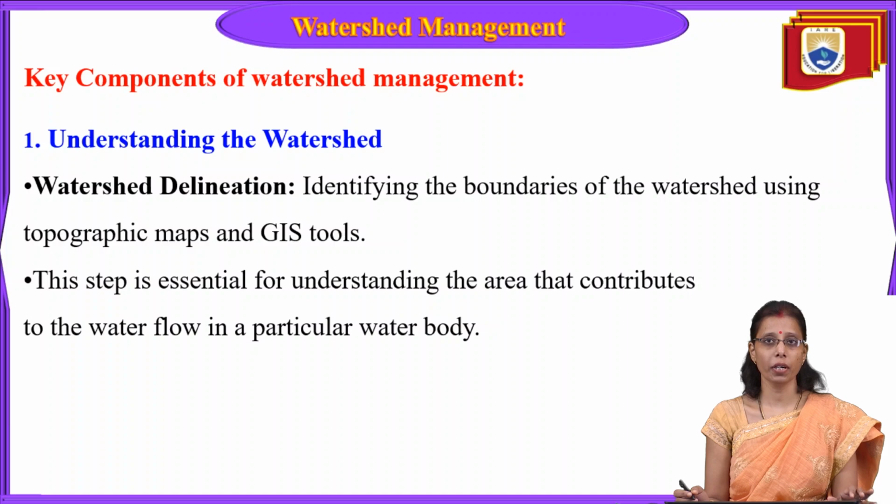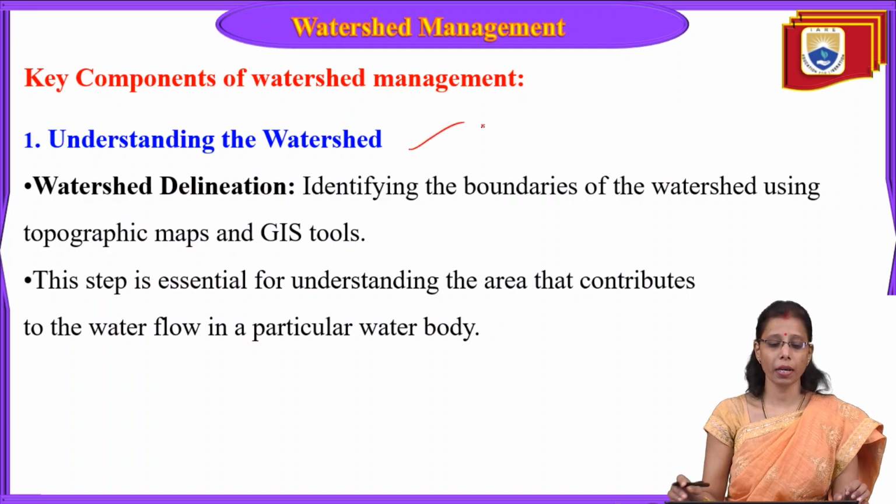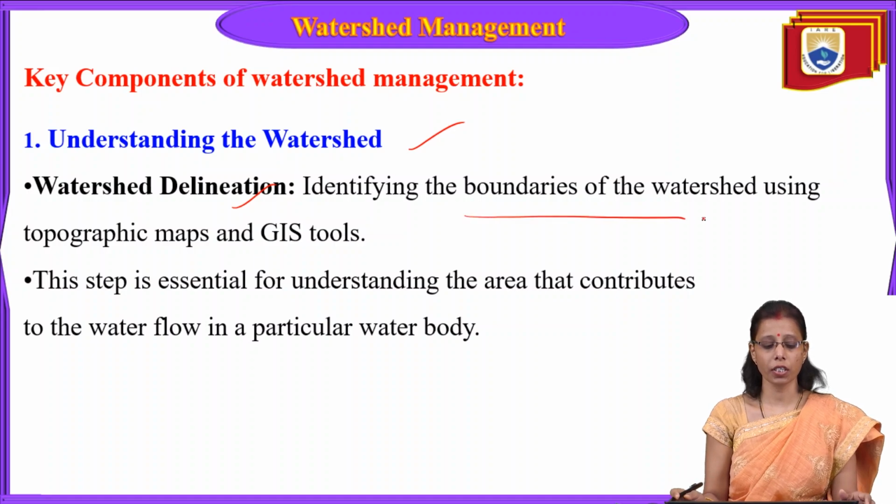Now, what are the key components of watershed management? We have different key components. First of all, understanding the watershed. We have watershed delineation, which is identifying the boundaries of the watershed using topographic maps and GIS.